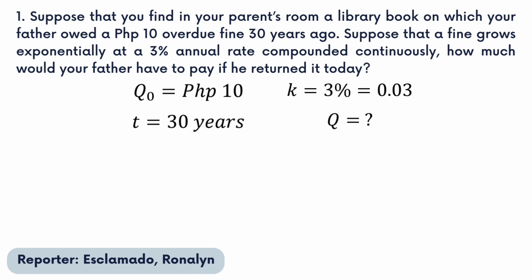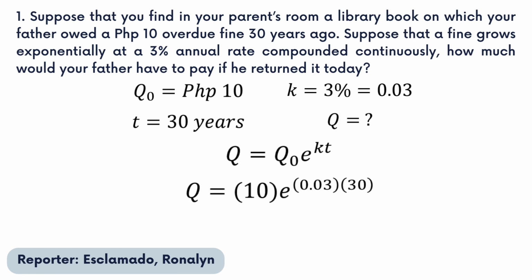So para mahanap natin si Q, ang gagamitin nating formula ay Q is equal to Q sub 0 e raised to kt. So i-substitute na natin ang given. Magiging Q is equal to 10 e raised to 0.03 multiplied by 30. To solve this, the answer is 24.596 or 24.60 pesos kung ni-round off. Therefore, my father will pay 24.60 pesos if he returned the library book today.